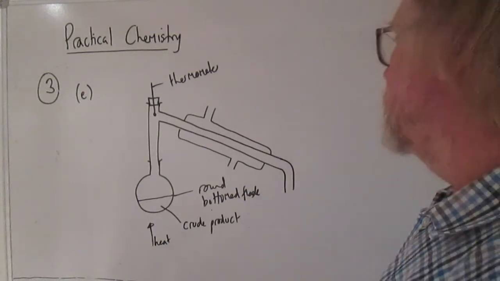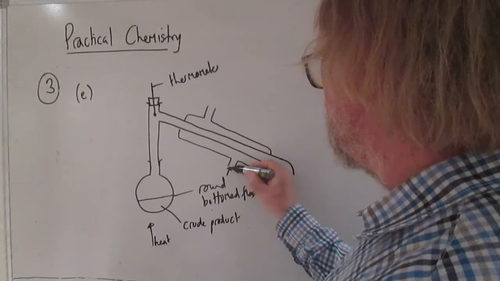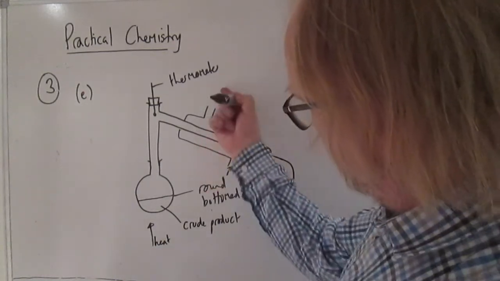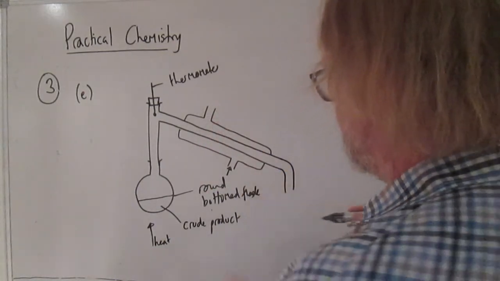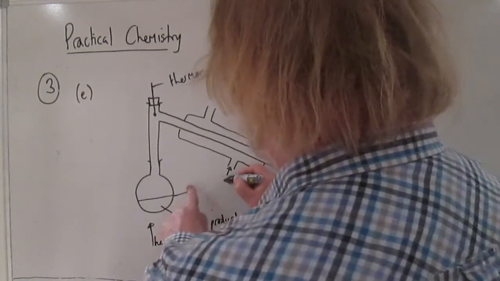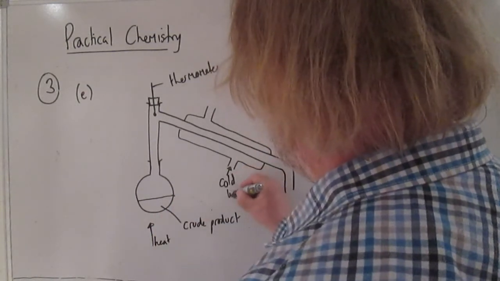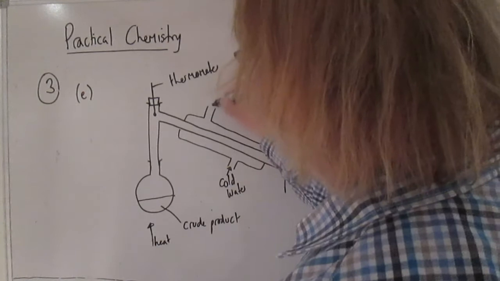So again, you've got to make sure that you show that the cold water goes in and has to flow uphill. So let's just get rid of that label so we've got a bit more room here. So we'll put the cold water coming in there and out from there.